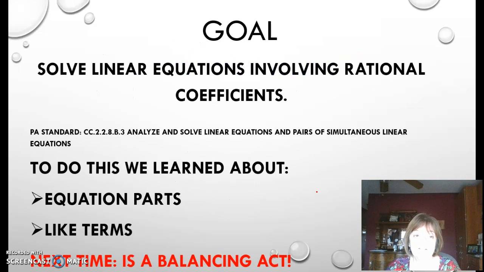Well, that's it. Solving linear equations the easy way. Well, to get started, all right, we learned about equation parts, and we learned about like terms. Next, we're going to learn a balancing act. Woohoo, fun stuff. You should see me do this. This is going to be great.